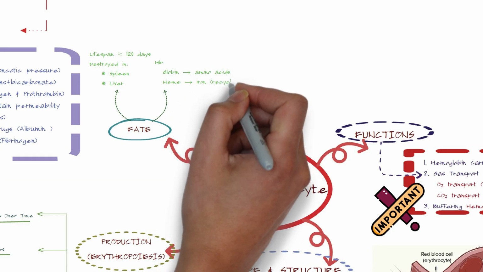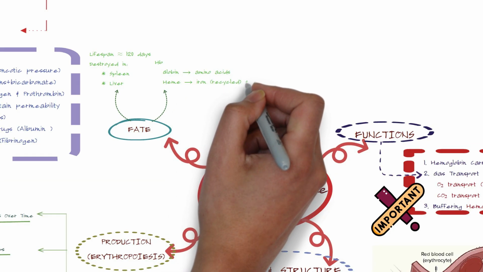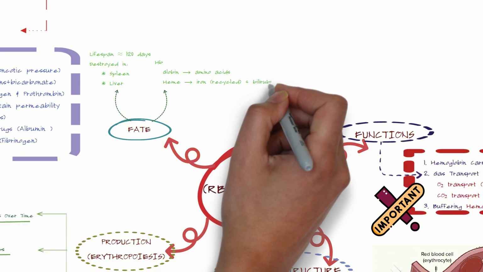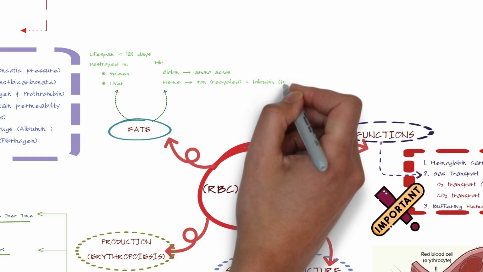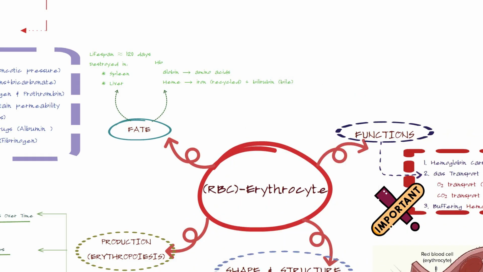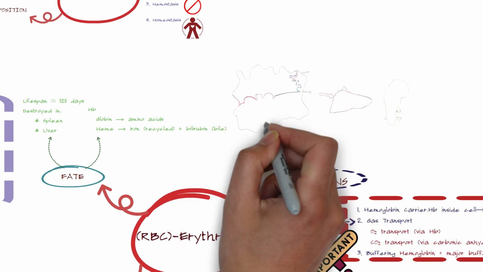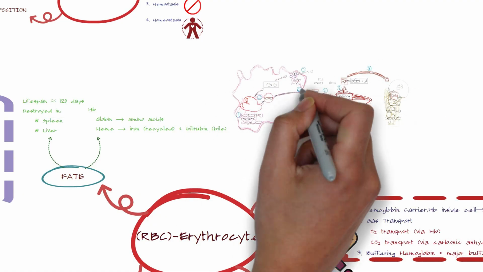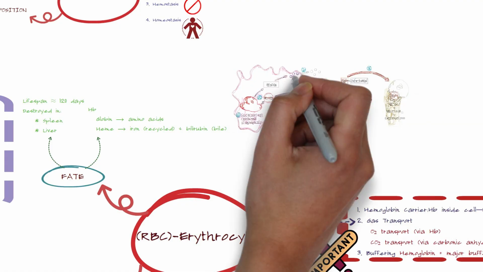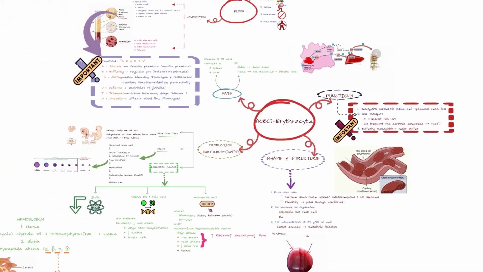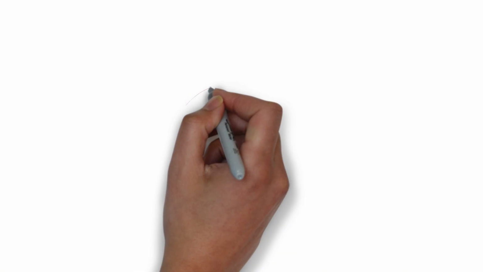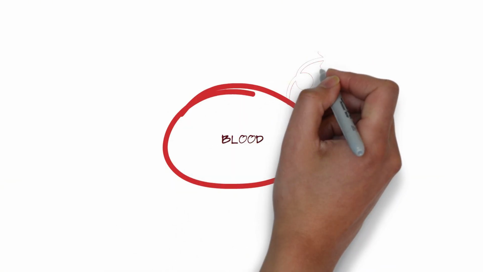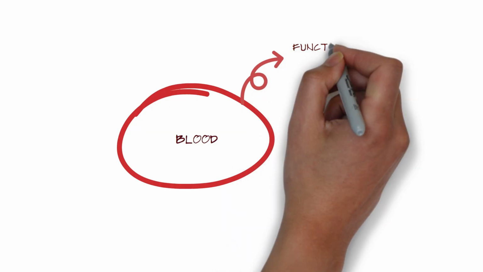So after 120 days, the RBC is destroyed, the hemoglobin is released, the hemoglobin is divided into the globin, which is reused as amino acids, the iron is recycled or stored, and the protoporphyrin is converted to bilirubin and excreted in the bile. So let's recap. We have now reached the end of today's topic. Let's briefly recap the key points in a clear, organized way.